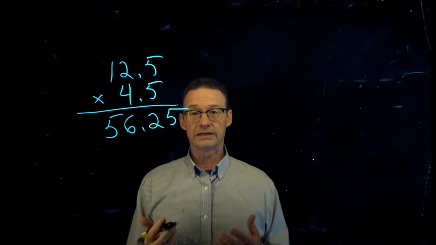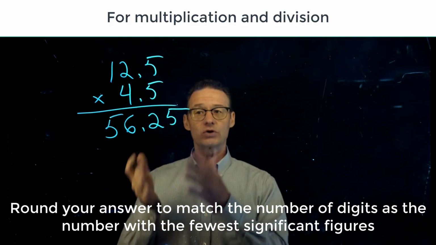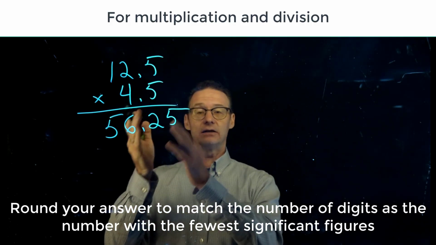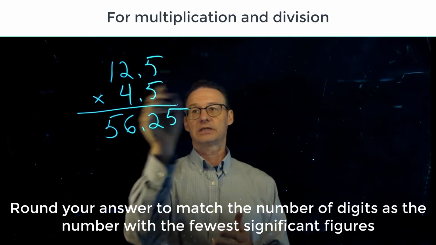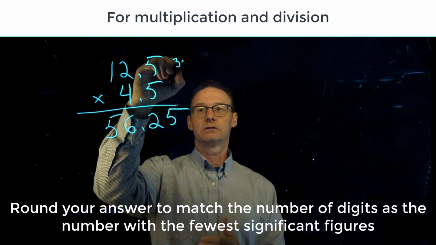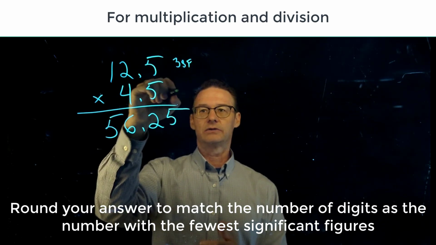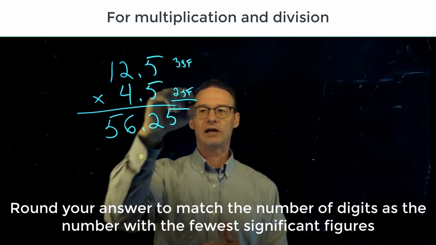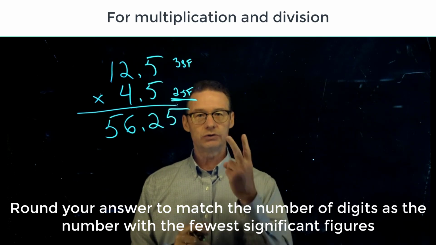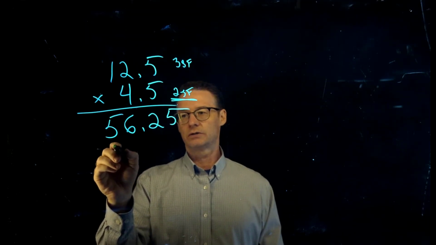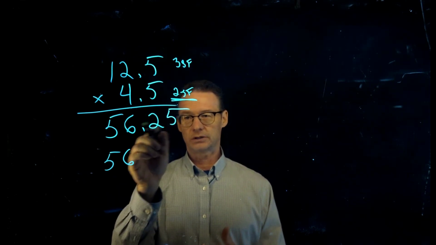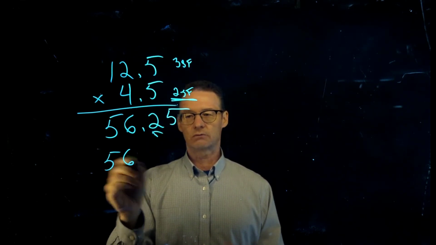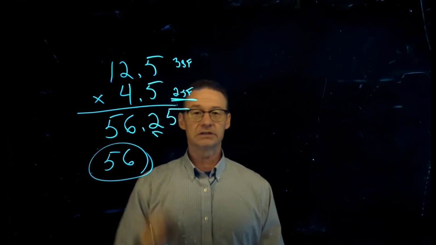The rule says your answer cannot have more significant figures than the number that you started with the fewest significant figures. So this has 3 significant figures. This has 2 significant figures. So I'm going to have to round my answer to only 2 significant figures. So here's significant figure 5, 6. That's it. That's all I can have. So I'm going to look at the next digit. It's a 2. So I'm just going to round that off and report this as 56.